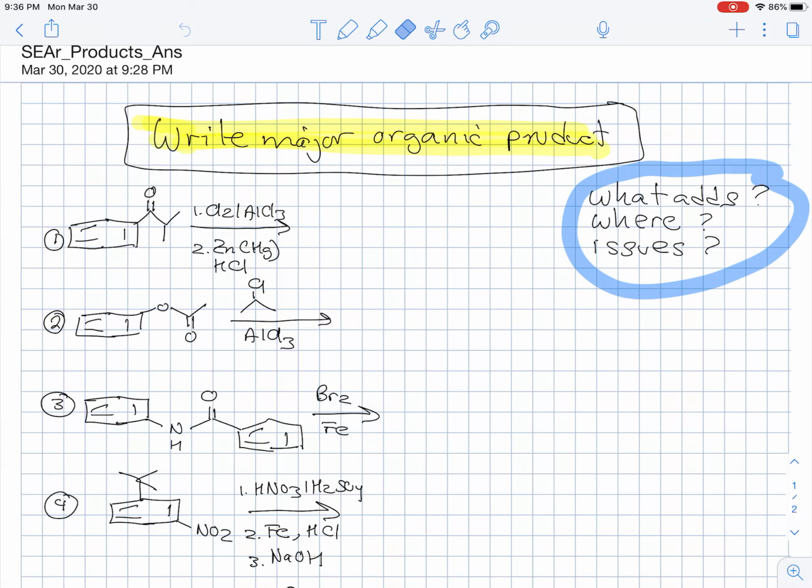Our task here is to write the major organic product for each one of these reactions or reaction sequences. And in this question, what we want to ask ourselves is what adds? Where does it go? In other words, are we dealing with an initial group on the benzene ring that's an ortho-para director or a meta-director? And are there any issues? Is there an existing group on the benzene ring that's going to prevent anything from reacting? Is it going to blow up? Is it going to be overly reactive? Those sorts of things.